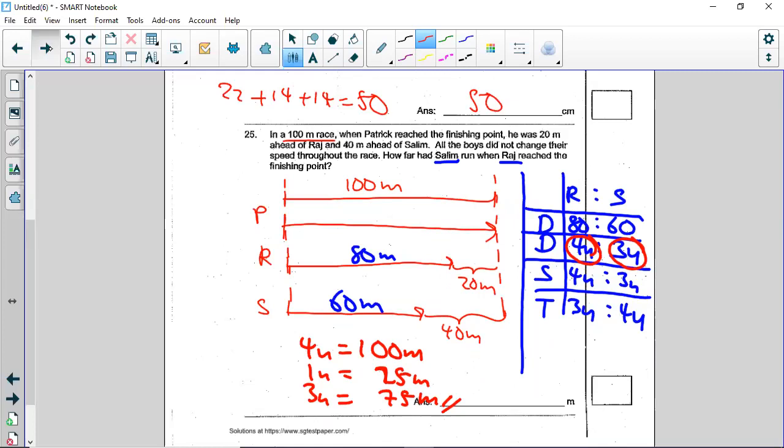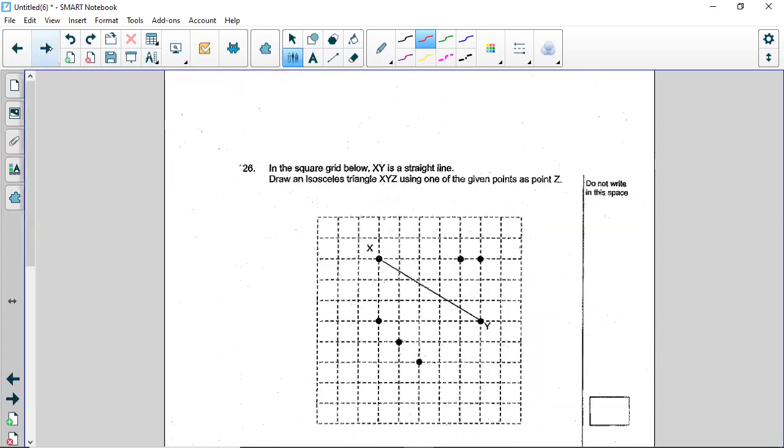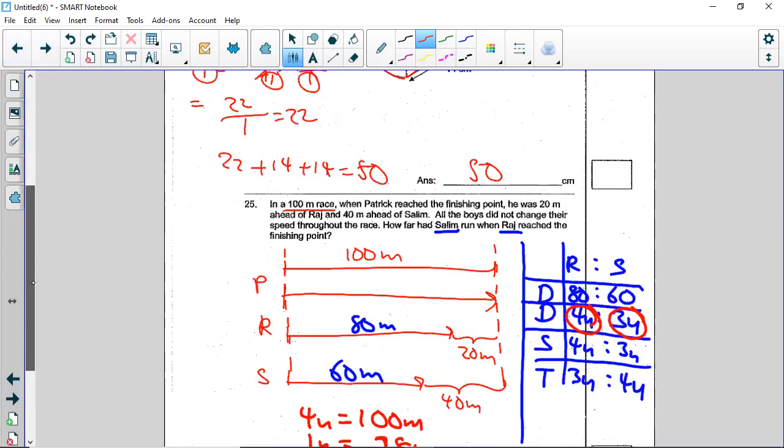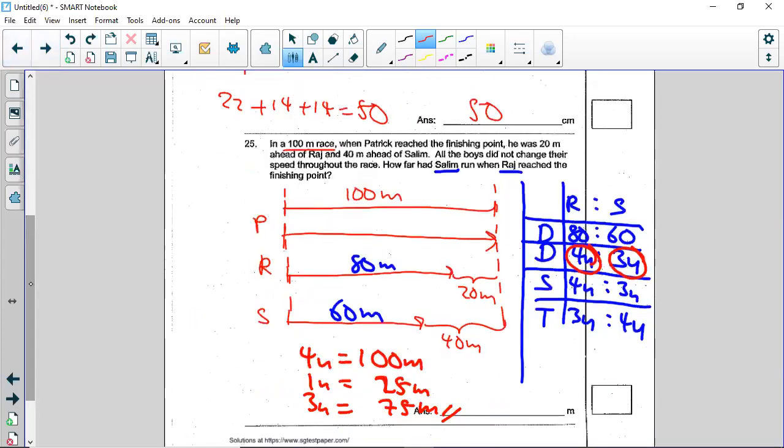Question 26. Now draw an isosceles triangle SYZ. So which dots? I haven't caught the answer to 25. Haven't caught means haven't understood or haven't copied down. I haven't copied down. Okay, hurry. So, ratio method. The rest of you understand? Okay, this is a hard question, right? It can be a very hard question. I'm done. Let's go to 26.